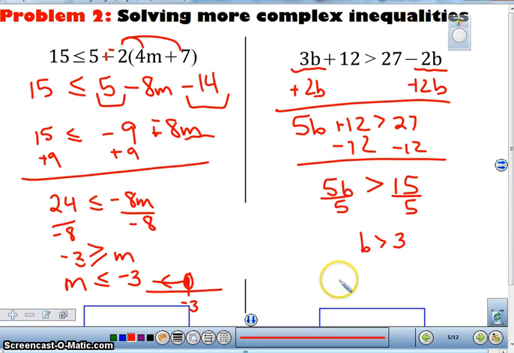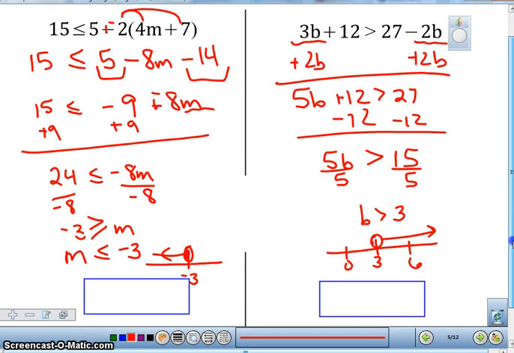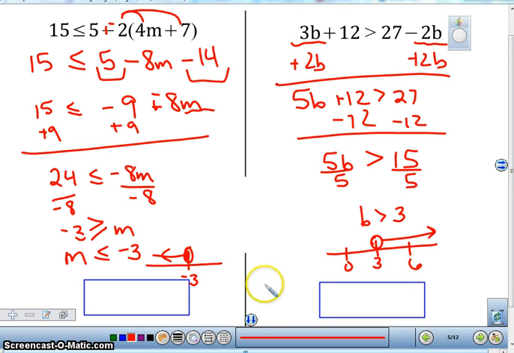If b is greater than 3, remember we were just dividing by a positive number, so our solution should be, if we were graphing it, at 3, not including 3, but everything greater than 3. Which means if I wanted to do a check again, I might put in 10. If b was equal to 10, it should be true. So 3 times 10 gives me 30 plus 12. Will that be greater than 27 minus 20? Well, in this case, 42 is always going to be greater than 7.